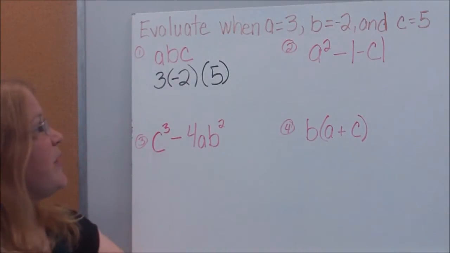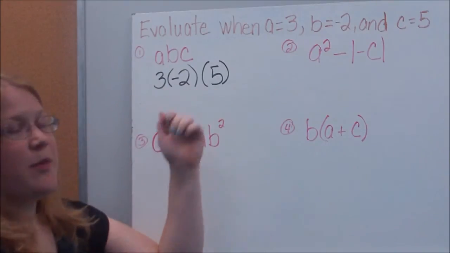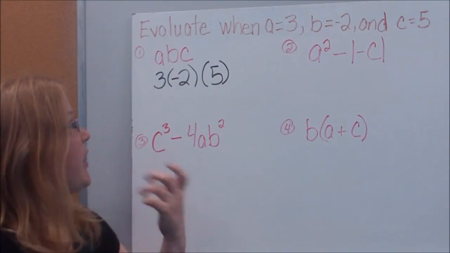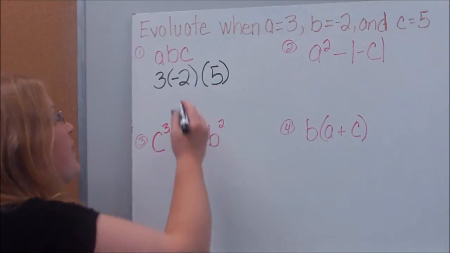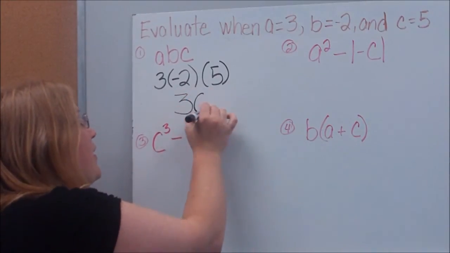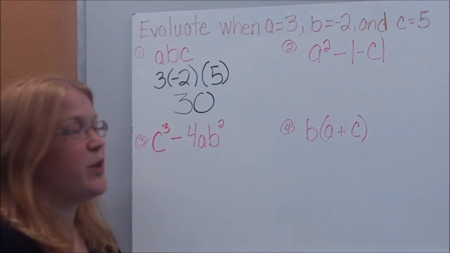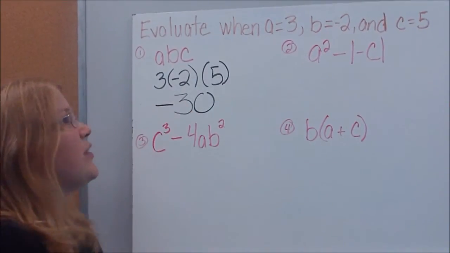Luckily, this one's easy enough for me to do in my head. So remember, when we're multiplying, we're going to multiply all our digits, then we're going to count how many negative signs we have. So 3 times 2 is 6. 6 times 5 gives me 30. I have one negative sign, which is odd, so that means my answer is going to be negative.